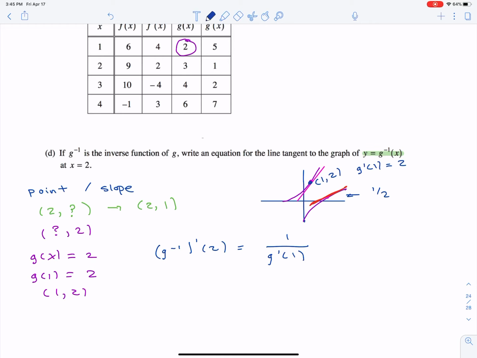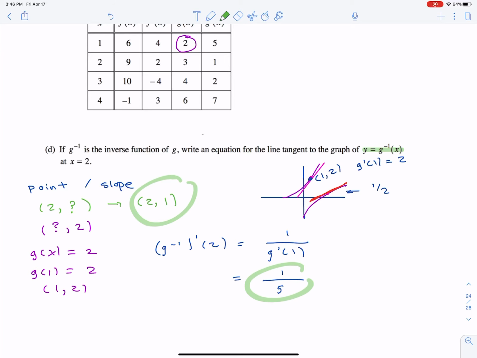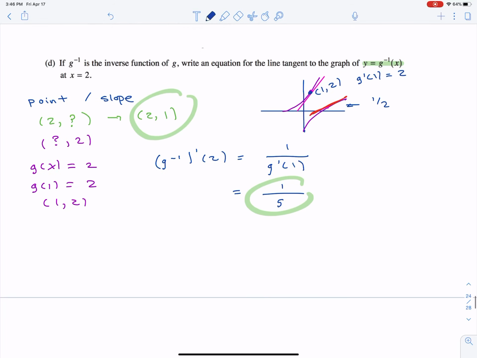And that's kind of what I'm saying there. I'm just showing you, and I'm being a little more explicit, which I don't need to be. So what does that equal? G prime of 1 is 5. So this becomes 1/5. So notice what I have now. I have both a point and a slope. So now I'm ready to write the equation of my line. So my line is y minus 1 equals 1/5 (x minus 2).